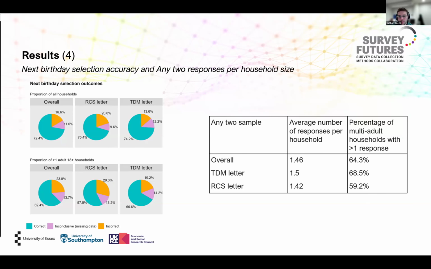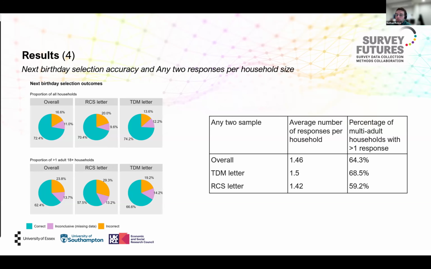The TDM letter also resulted in more effective implementation of both approaches. So looking at so-called process indicators on the left, we have the percentage of respondents that did actually have the next birthday based on the data we got in the household grid. So that was a significant difference. 74% of respondents, we knew they had the next birthday in the TDM letter group compared to 70% in the RCS group.